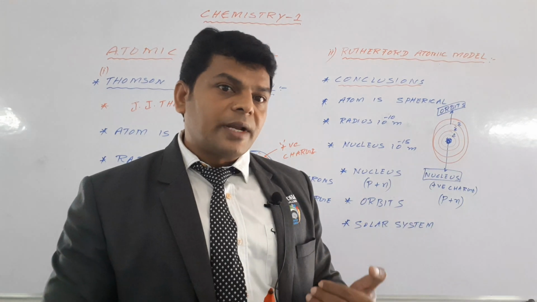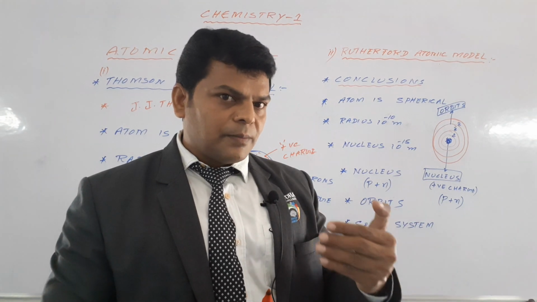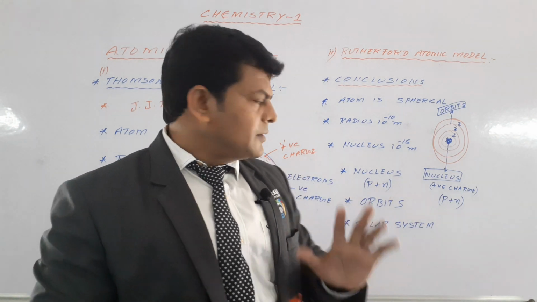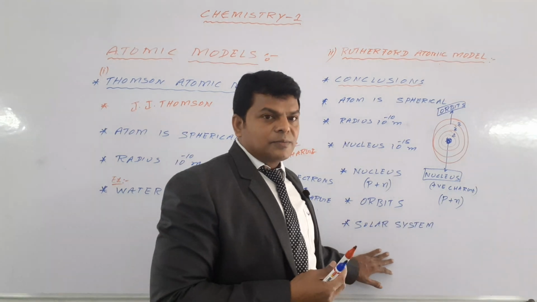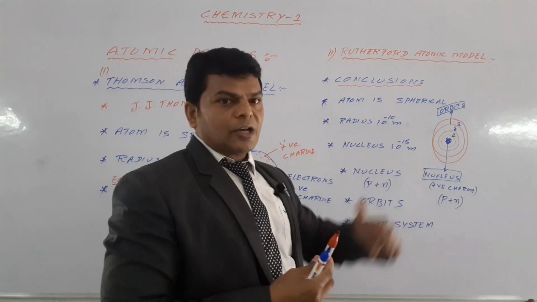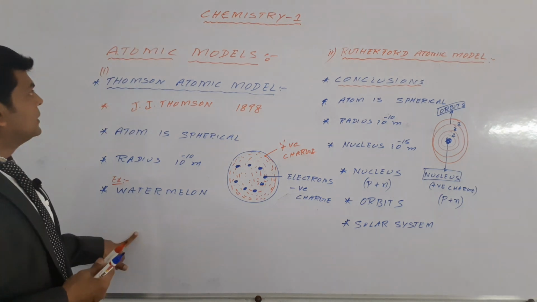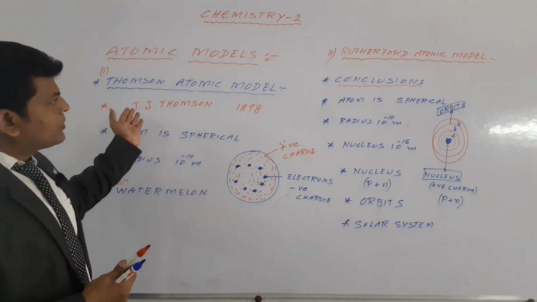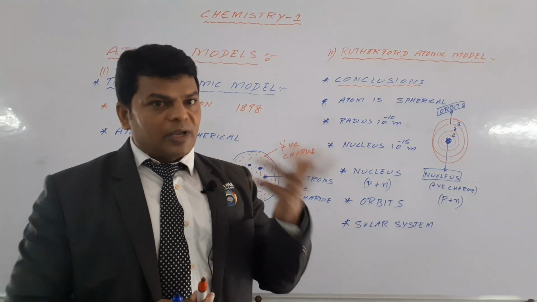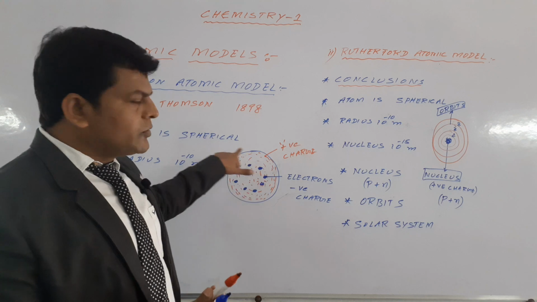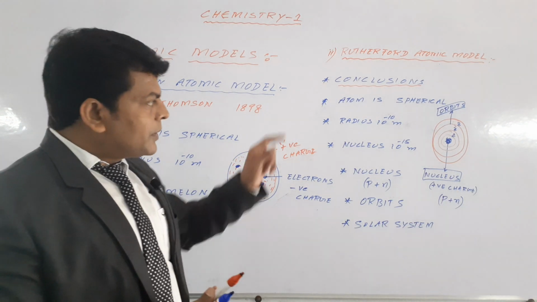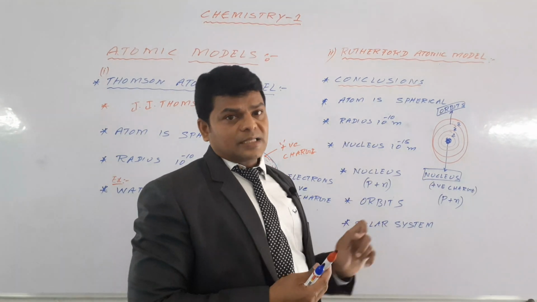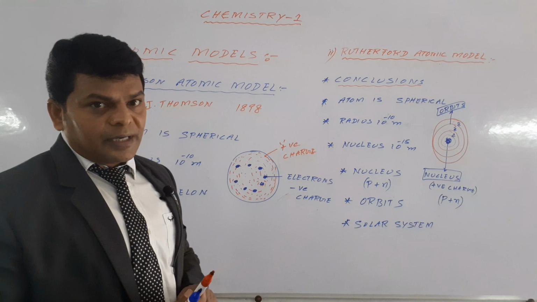We can call this model a solar system. In the solar system, planets revolve around the sun. Here electrons revolve around the nucleus, so we may compare this to a small solar system. This is the Rutherford atomic model. The Thomson atomic model is against the Rutherford atomic model. Why? Because in Thomson's model positive charge is uniformly distributed all over the atom, but in Rutherford's model positive charge is concentrated in a small region at the center of the atom. So this is updated.